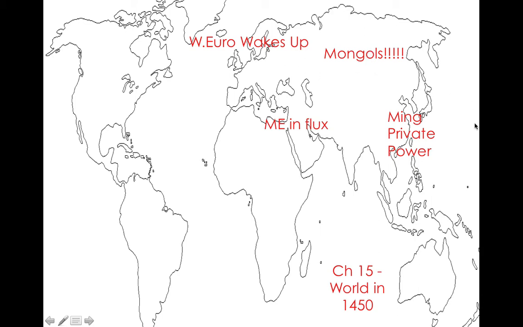So the Mongols did all this. Middle East is in flux. Ming are private power, and finally, with all of this going on in Eurasia and on this side of the world, Western Europe is given permission to wake up. Now they wake up with the benefits that the Mongols brought. The Ming brought, and also the Mongols brought the compass.